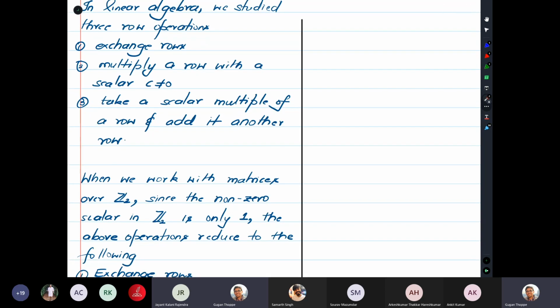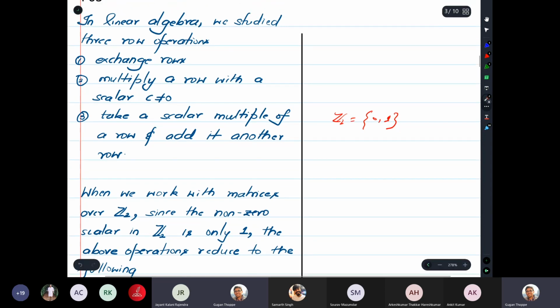However, in our case, since we are working with matrices over Z2, recall that Z2 only has two elements, 0 and 1. In particular, the number of non-zero elements in Z2 is only 1. So this is something we observe. Let's look at the second operation. In the second operation, we were allowed to multiply a row with a scalar c which is not equal to 0. But the only non-zero element that we have is 1. And if you multiply a row with a non-zero scalar, we would end up with the same row. So this operation is in some sense redundant. I hope you agree.